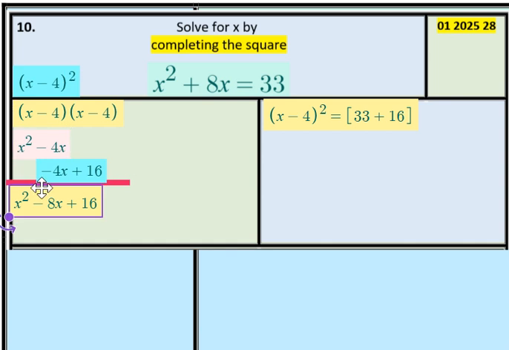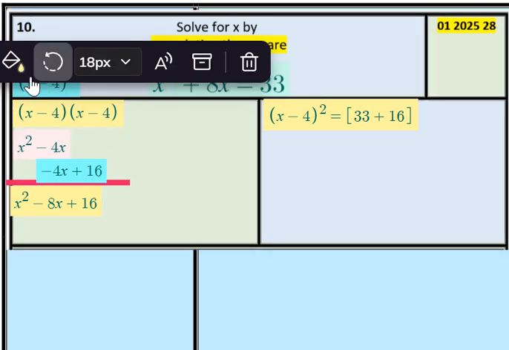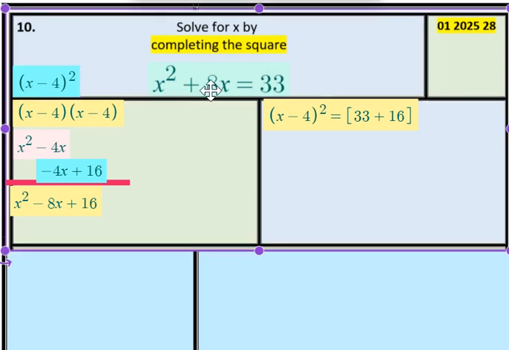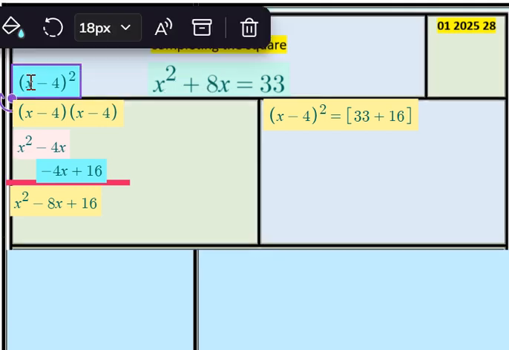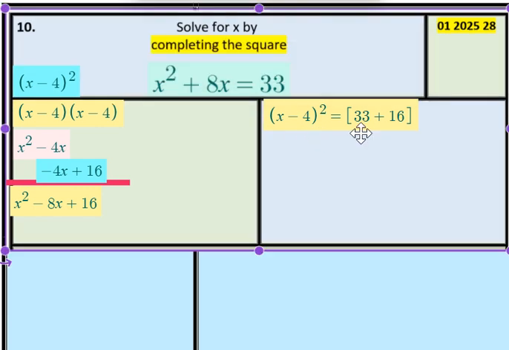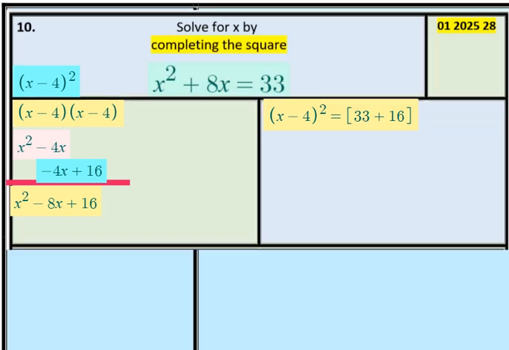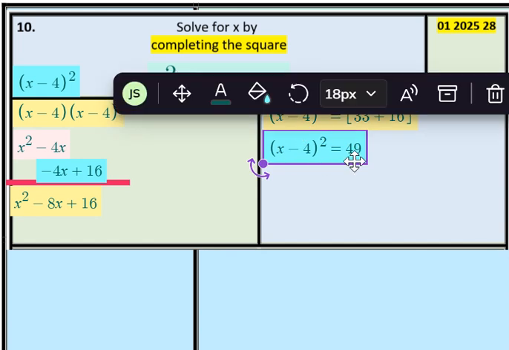So we don't have to write all these steps every time. I just want you to know where this expression came from. We take half of the 8 to get the 4, we put it inside parentheses and square it. Now I want to clean this up. So I add 33 and 16 and I get 49. So x minus 4 squared equals 49.